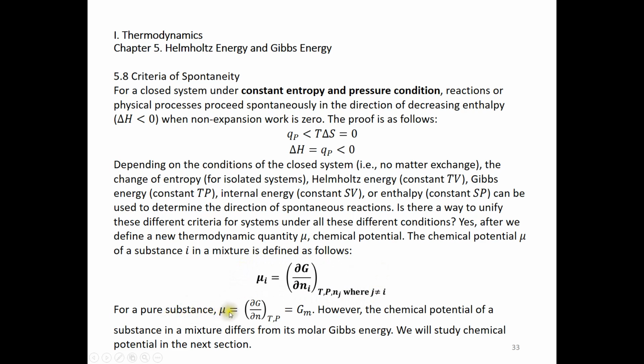For a pure substance, what is mu? Mu is simply just delta G over delta N under constant TP condition. So if you have a pure substance, the chemical potential is just the molar Gibbs energy, the same thing. But when you have a mixture, mu can be different from the molar Gibbs energy, and it's often different. Alright, and we will study chemical potential in the next section, 5.9. And then we'll realize that somehow we can unify all those criteria for spontaneity.